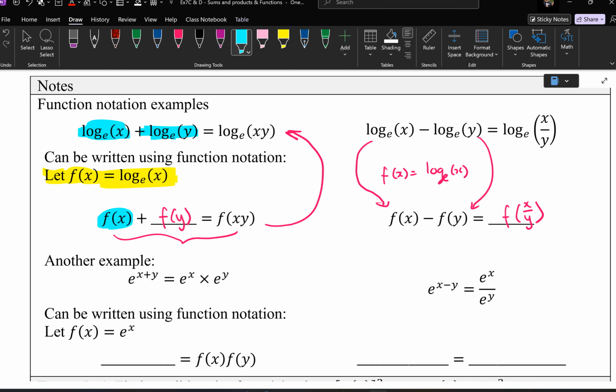In function notation, if I said let f of x equal e to the x, then that means e to the x, which is here, that's f of x times f of y. Then how do I rewrite e to the x plus y, Samuel? Yes, which is over here, but I want to write it in function notation.